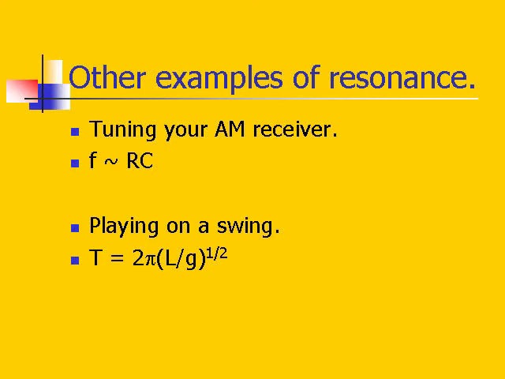Other examples of resonance you might be familiar with is the fact that on an AM radio, as you're adjusting the knobs, what you're actually adjusting is a resonant frequency, which is given by the product of the resistance of the receiver and the capacitance. And by adjusting the resistance, you change the frequency at which the receiver receives, and you're looking for that specific frequency where it amplifies the incoming signal to your radio, to your antenna.